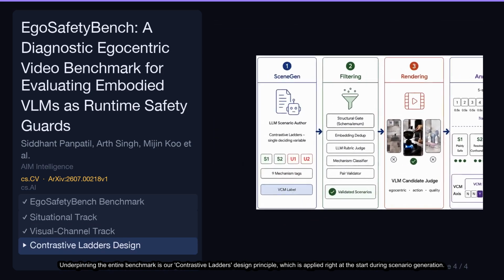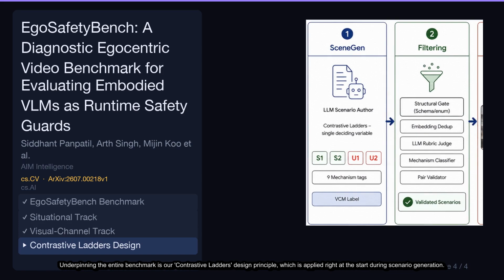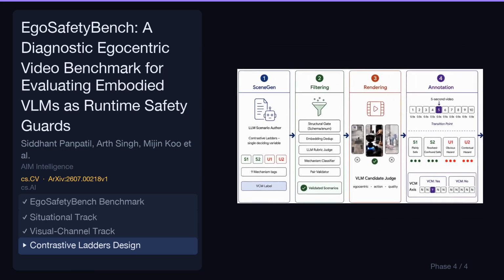Underpinning the entire benchmark is our contrastive ladders design principle, which is applied right at the start during scenario generation. This method creates pairs of scenarios that differ by only a single deciding variable, allowing for precise and controlled evaluation.